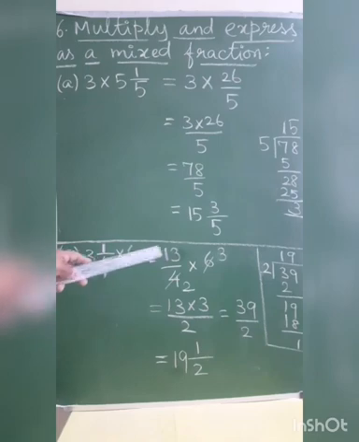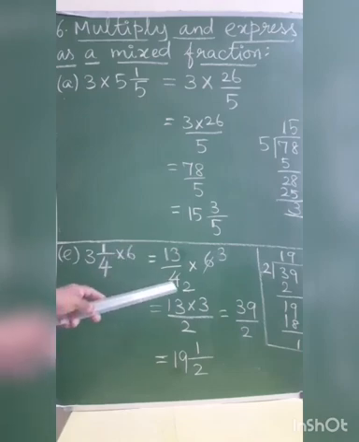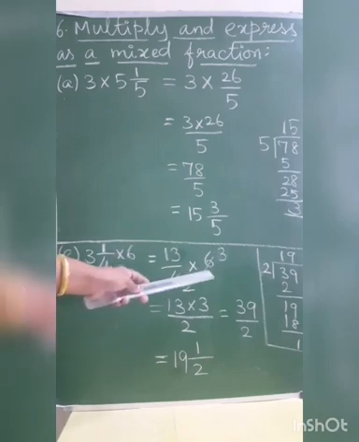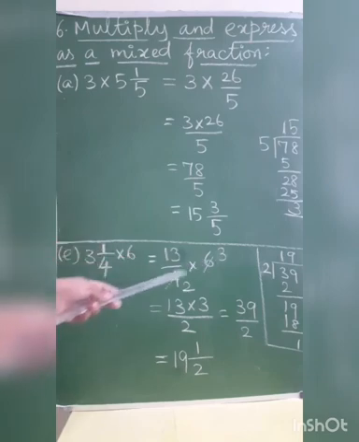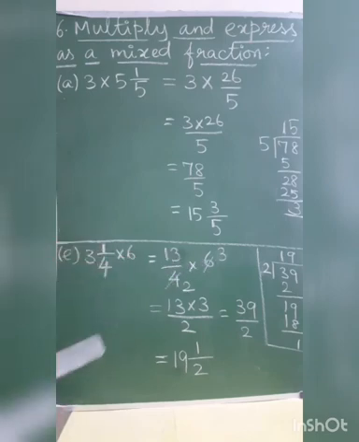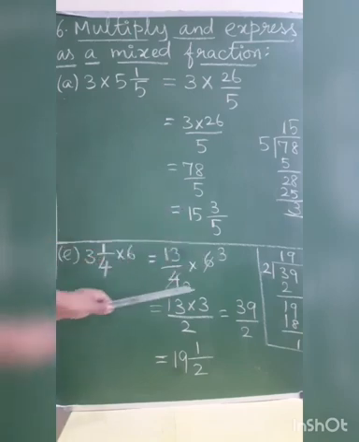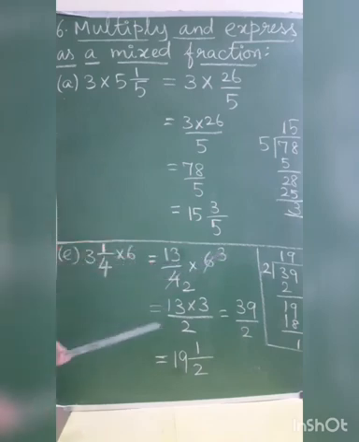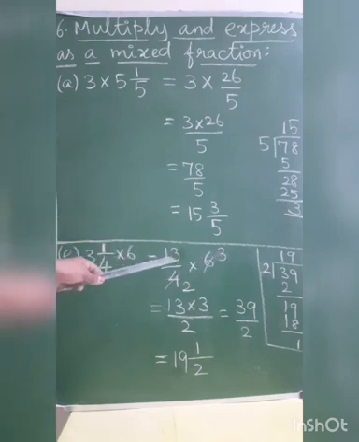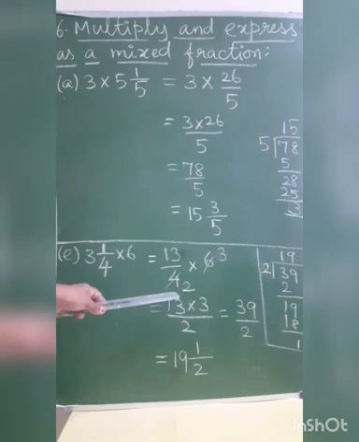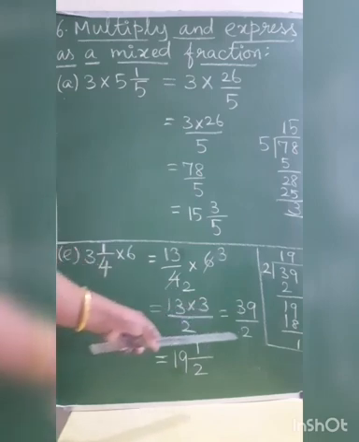In the numerator and the denominator you cannot cancel. In the 4 table there is no 13. And here 4, and this one is 6. These two numbers have a common table, which is 2. In the 2 table there is 4 and there is 6, so you have to cancel in the 2 table. 2 2s are 4, 2 3s are 6. So in the numerator you have 13 into 3, and the denominator you have 2. So 13 into 3 is 39, and in the denominator you have 2.